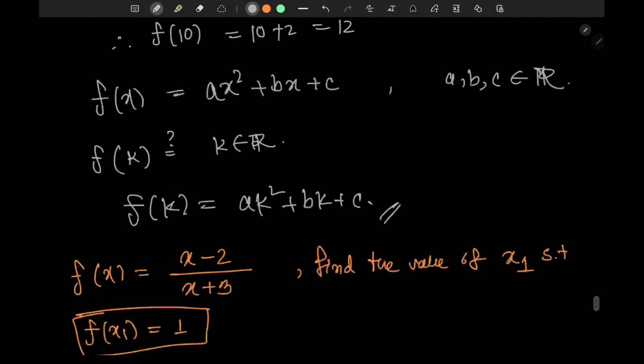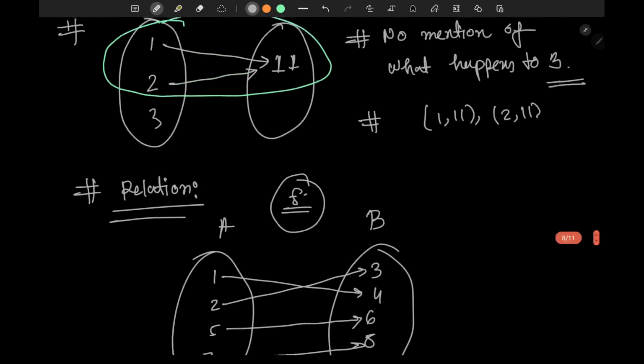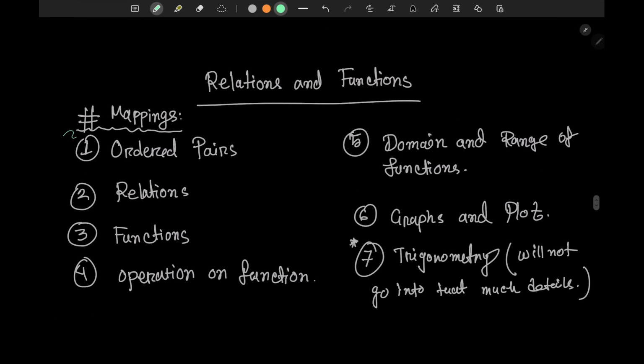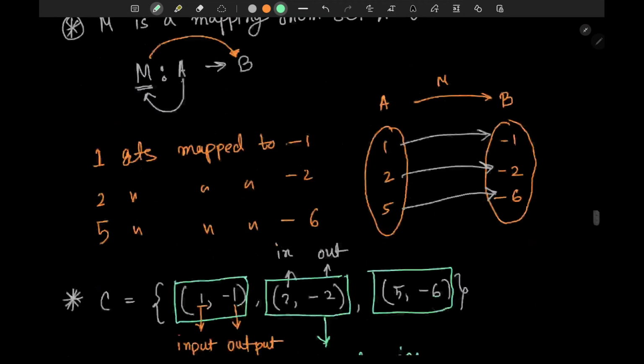All right, so let's see what we talked about so far. We defined mappings. We talked about ordered pairs, relations, functions, and operations of functions. And yes, there are a few things that I want to do right now. I think I forgot them. Like I showed you some advanced operations, but not the basic ones.